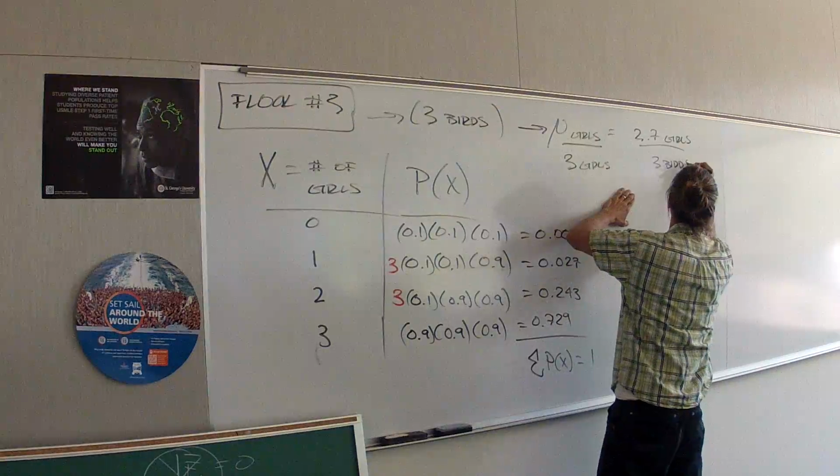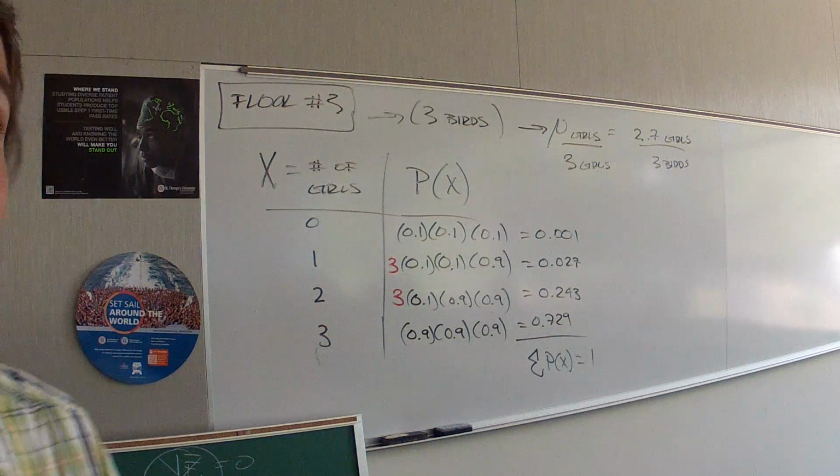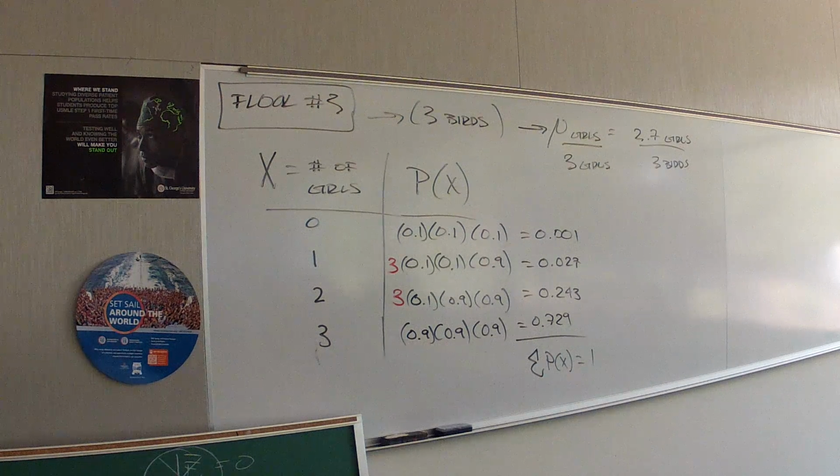Gotcha. So there's a constant ratio. Every time you add a bird, you're adding 0.9 more females to that pot. I love this terminology. It's good.